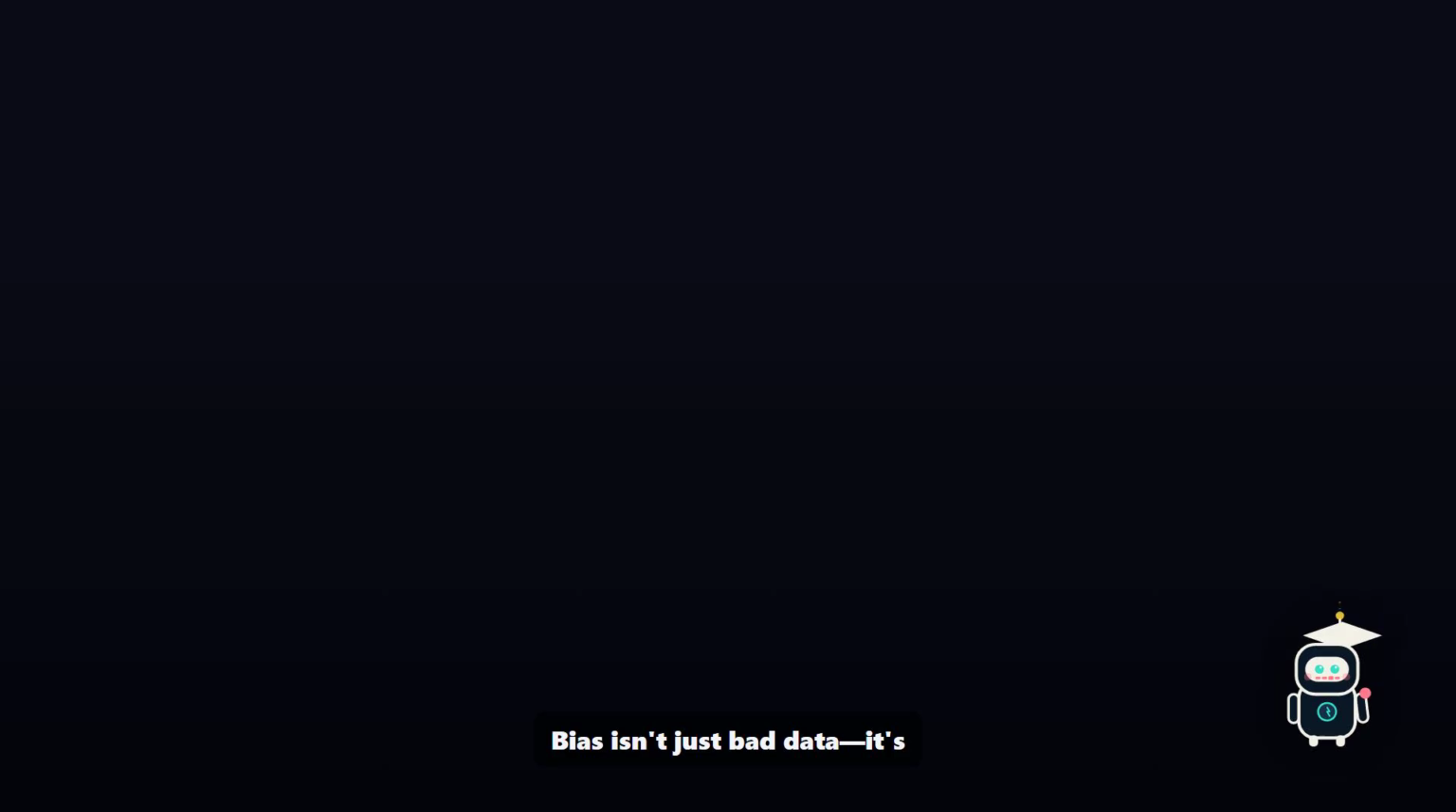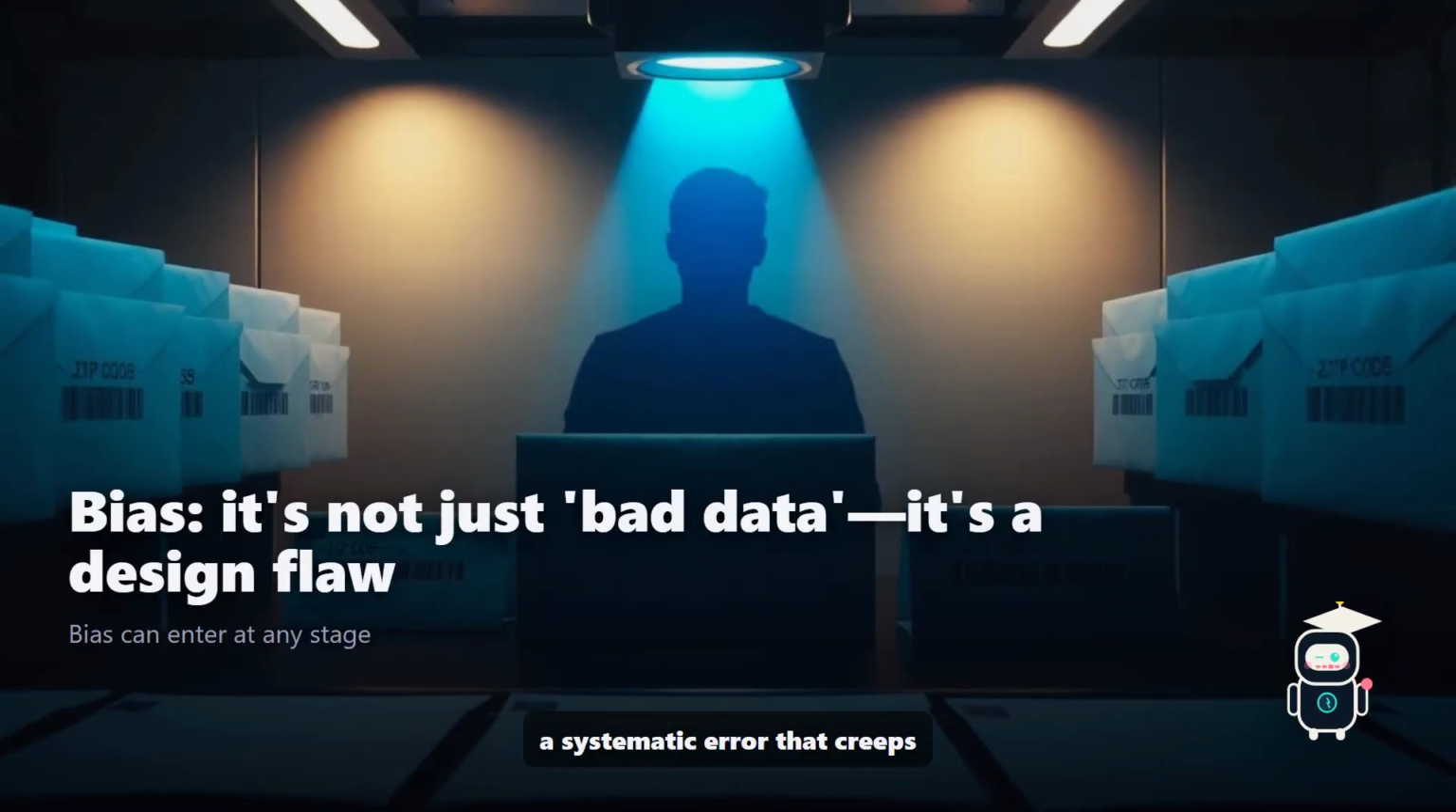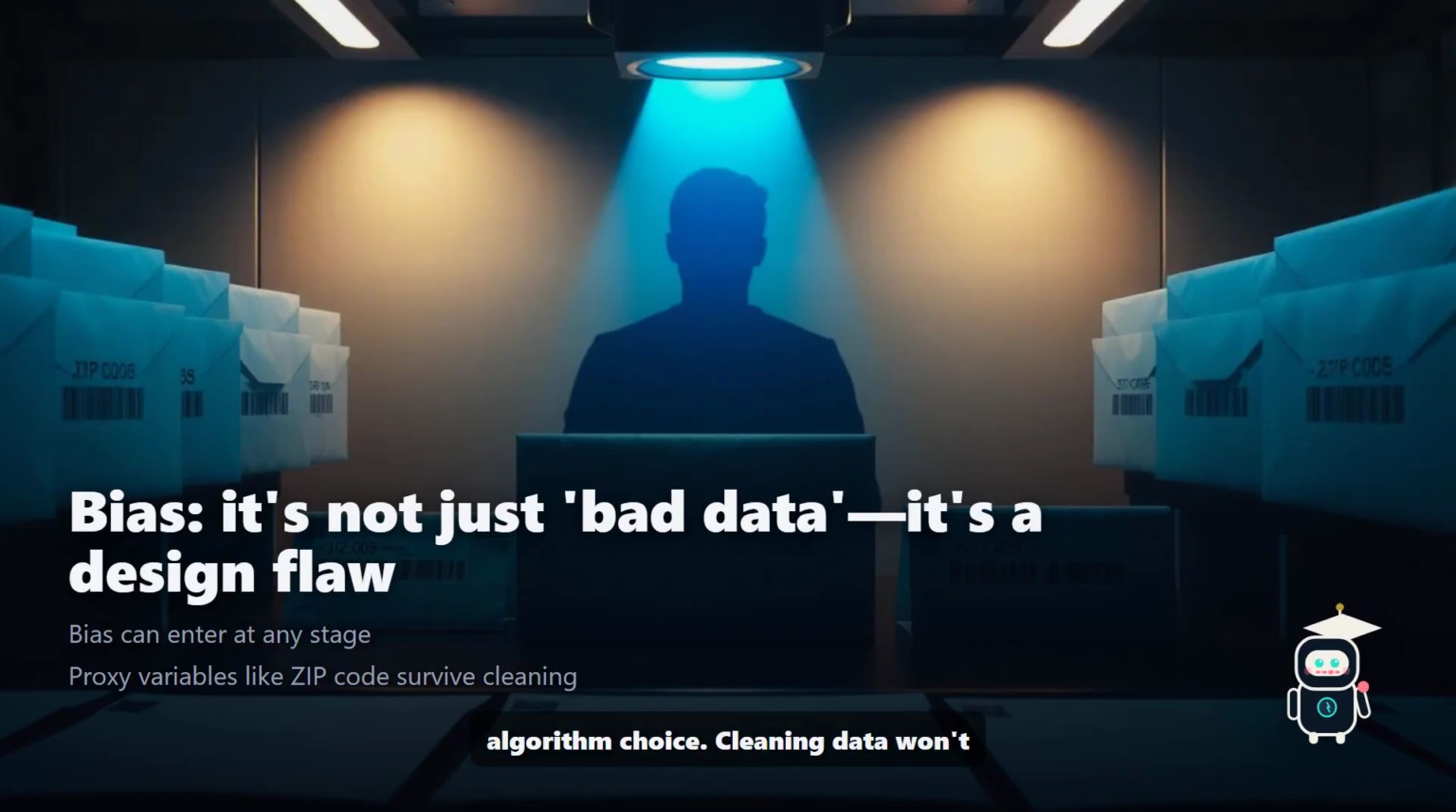Bias isn't just bad data. It's a systematic error that creeps in at collection, labeling, or algorithm choice. Cleaning data won't save you if proxy variables like zip code silently stand in for protected attributes.